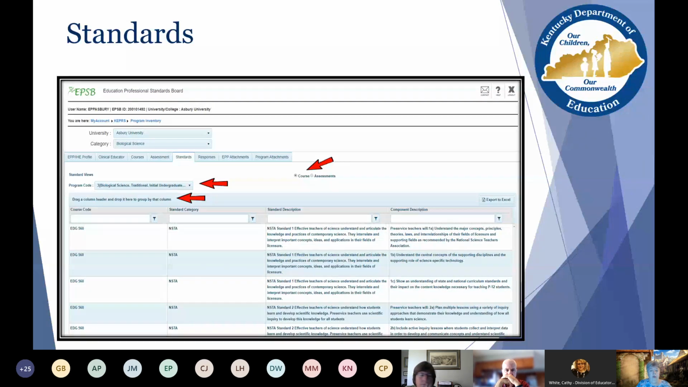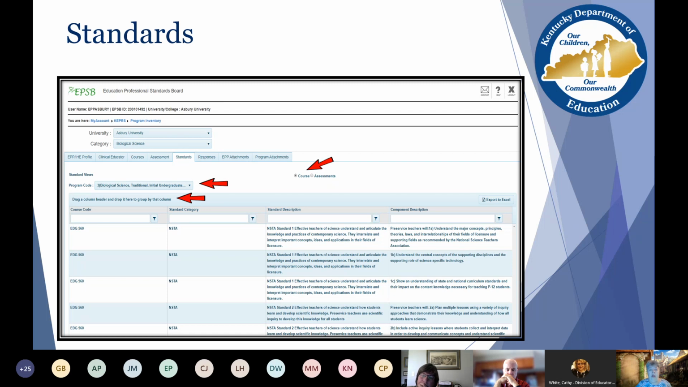Select the program code you were sent. If you've been assigned multiple codes, you'll need to do this step for each assigned program code. The standards may or may not be the same. Once the program code is selected, the table will automatically generate the standards and elements the EPP has aligned to the program courses. You may sort and filter as needed.